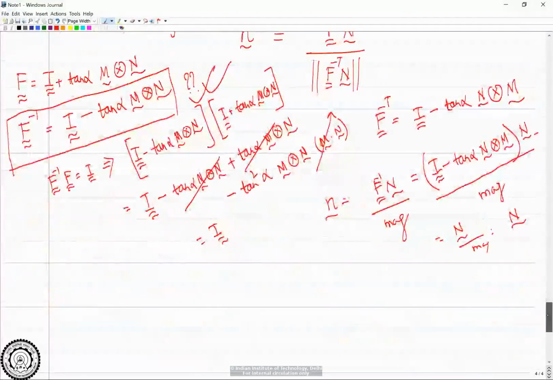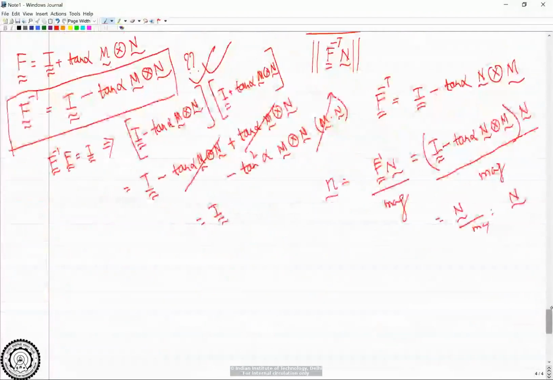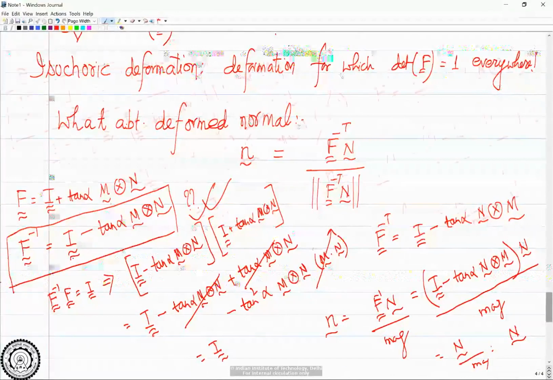Sir, this way of finding F inverse, the tensor of F inverse, is just for a particular case like this? Yes, of course, it is a particular case. You can't do it for the general case. See, I knew that it has some simple formula, so I was trying this. But for a general case, we can't have an analytical formula for the inverse. Okay.